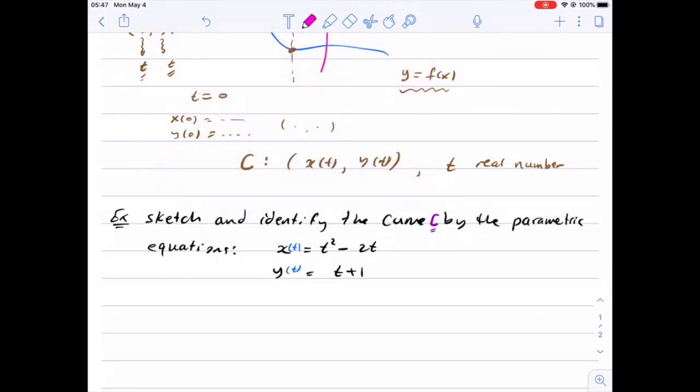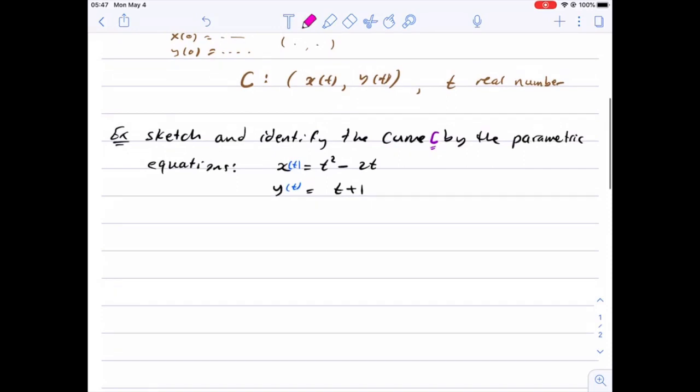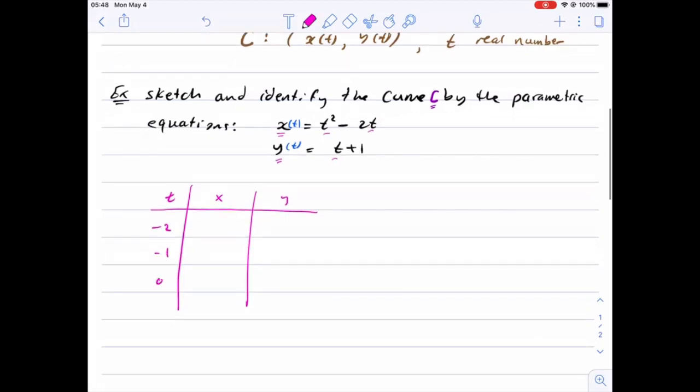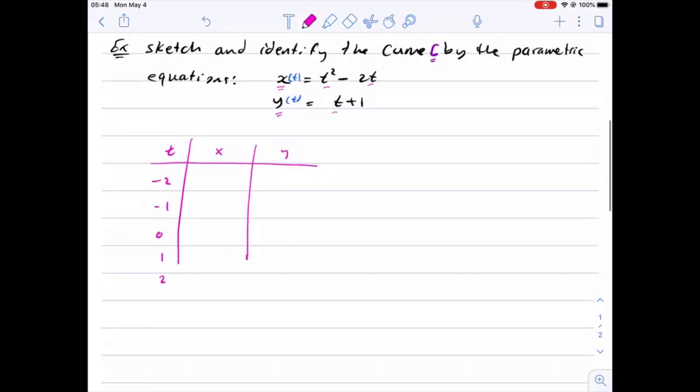Now, in order to graph this curve, we need to determine ordered pairs. How do we do that? As we can see, x and y both depend on the parameter t. So we need to take some values of t, and then find the corresponding values for x and y. So let's take t equal to -2, -1, 0, 1, 2, and 4.